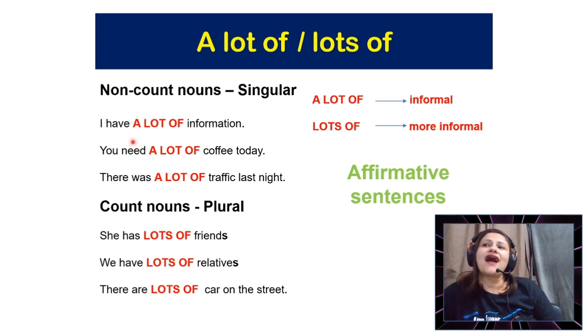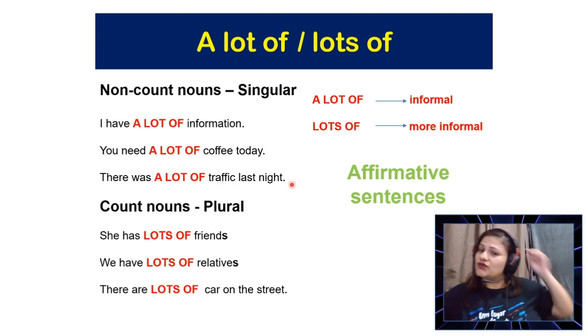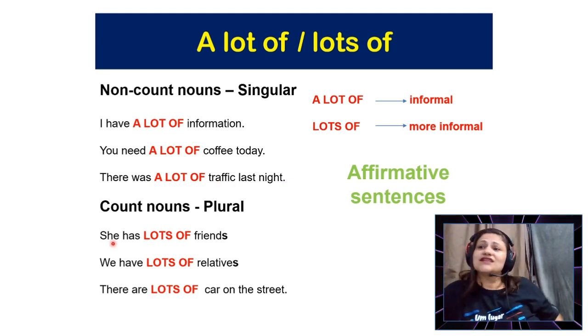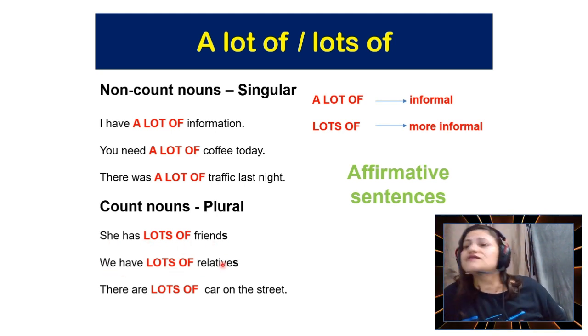If I want to say I have a lot of information, I can say you need a lot of coffee today. There was a lot of traffic last night. I can say that too. She has a lot of friends. We have a lot of relatives. There are a lot of cars on the street. So I can use these two forms without change of meaning.